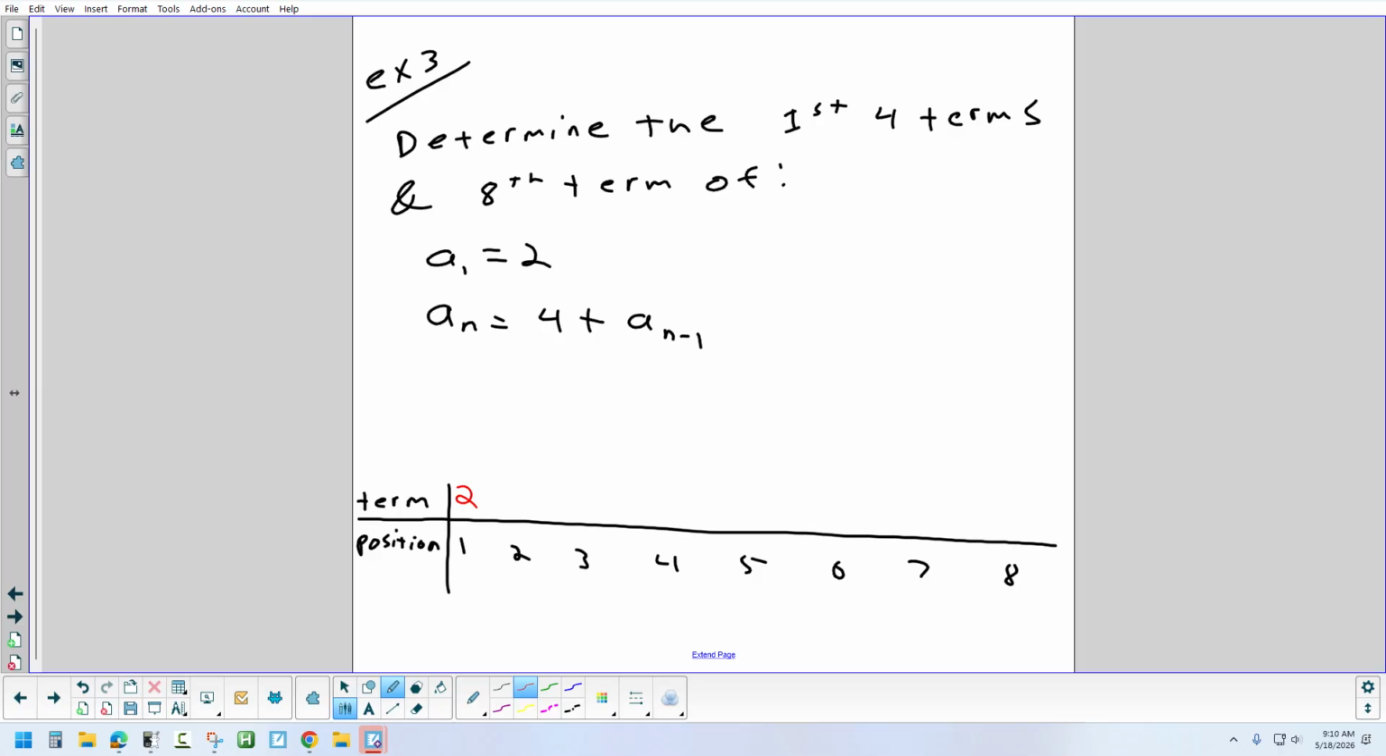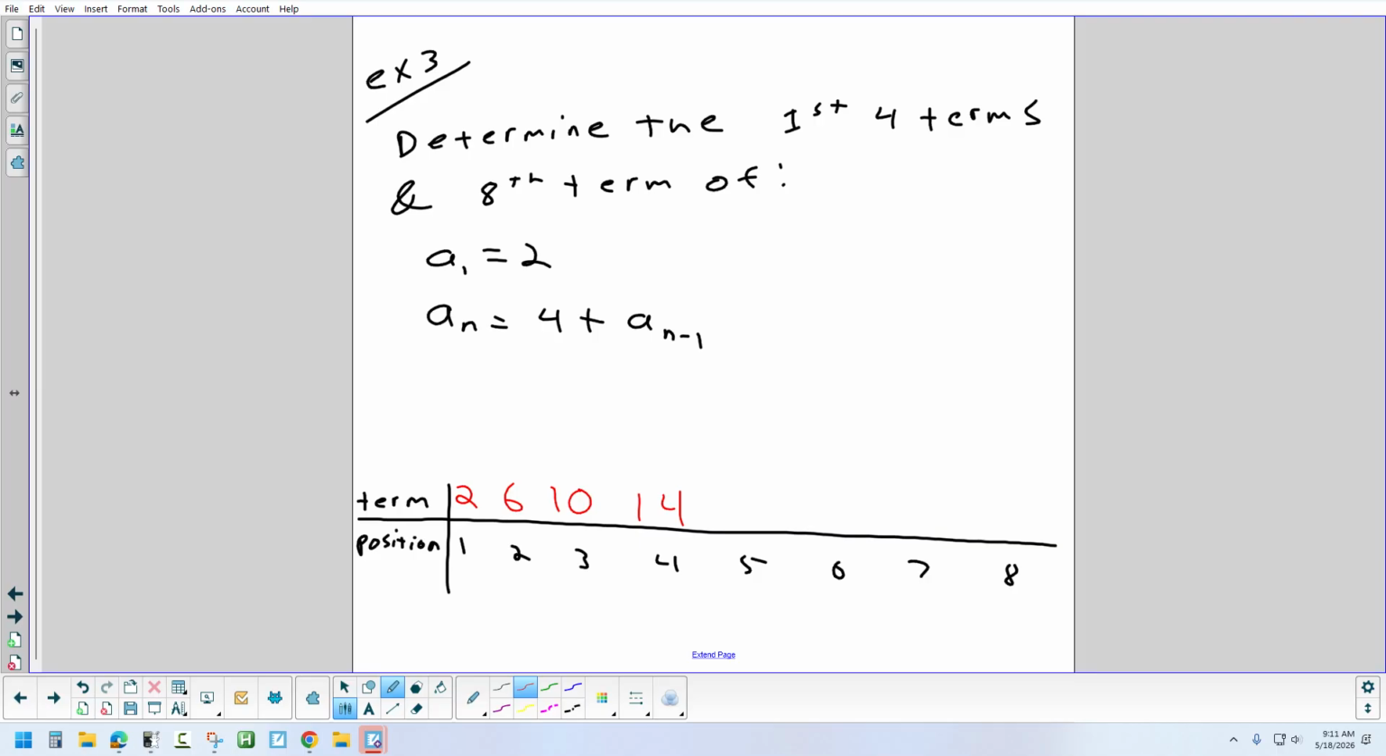So what would my second term be? 6. And Nick, my third term? 10. Travis, how about my fourth term? 14. So they said to find the first 4, and now they want the 8th, but I can't jump to the 8th in this kind of pattern. I have to figure out everything that comes before it. Now it's only 4 more numbers down, so we could figure out how many times you're adding 4. But just to get the idea of recursive, we'll do them all in order.